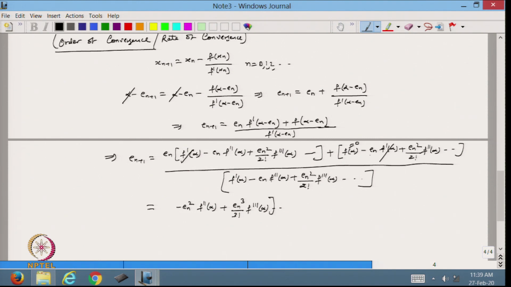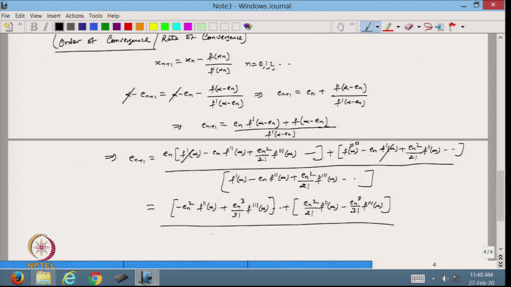So, I will ignore all the power of that plus, so this is cancelled out. So, it is En square by 2 factorial f double dash alpha, and next I can write En cube by 3 factorial f triple dash alpha, and I can ignore all the terms after that. And here, this one is f alpha.